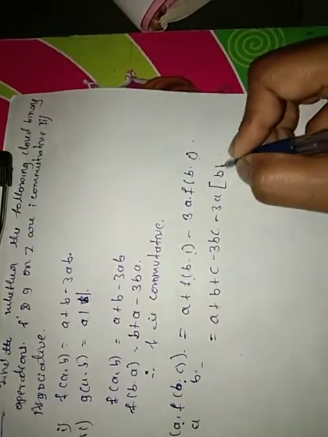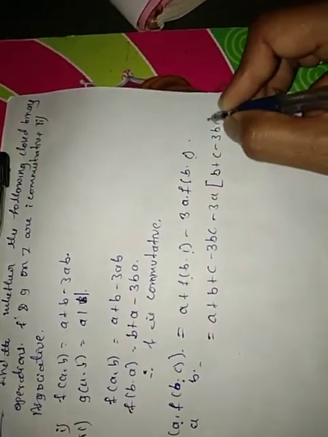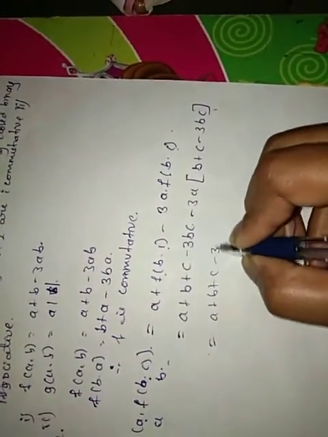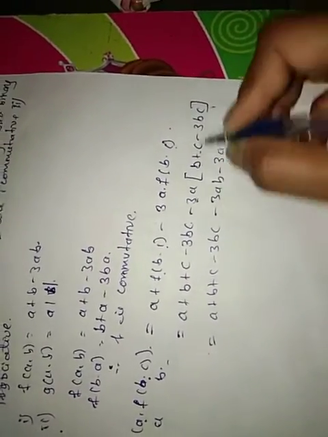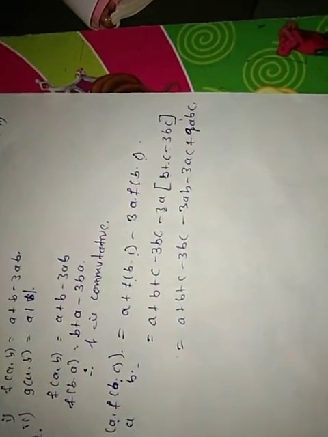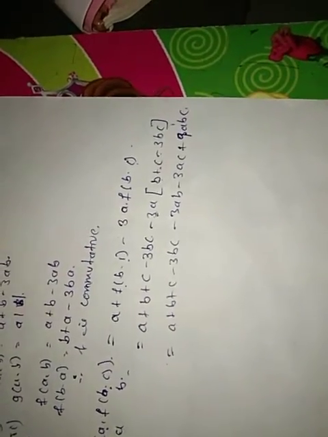f of b comma c, b plus c minus 3 into b into c. Open the entire bracket: a plus b plus c minus 3bc minus 3ab minus 3ac, minus of minus plus 3 into 3 is 9abc. So that is a plus b plus c minus 3bc minus 3ac minus 3ab plus 9abc. That is the result of f of a comma f of b comma c.